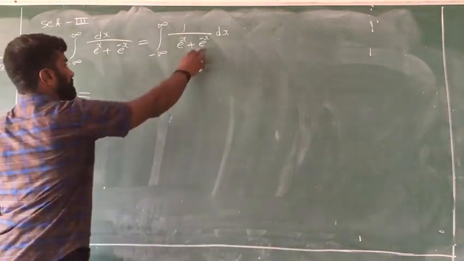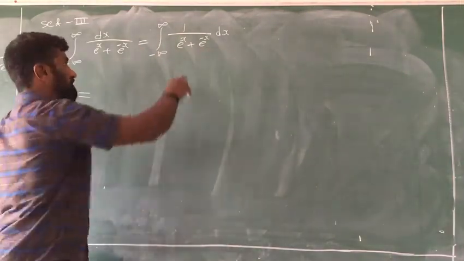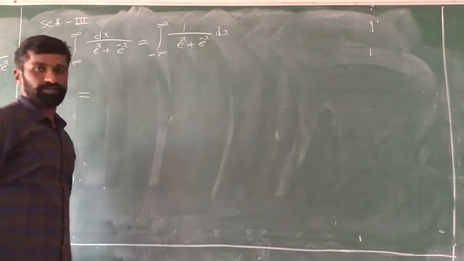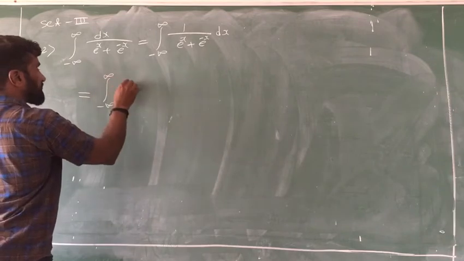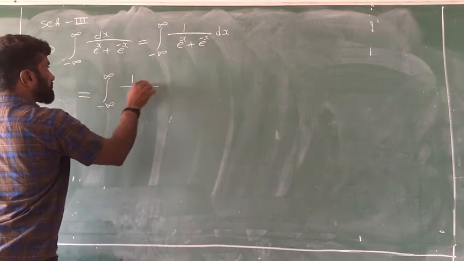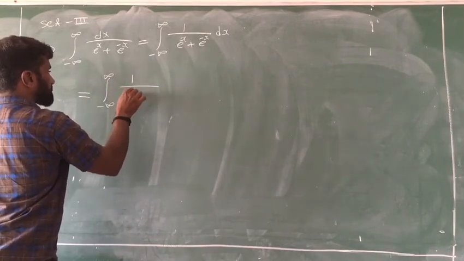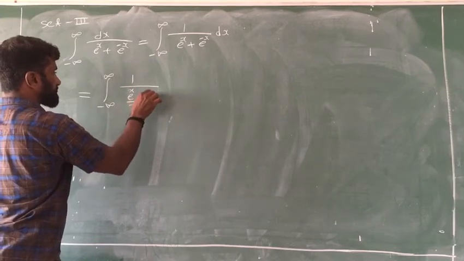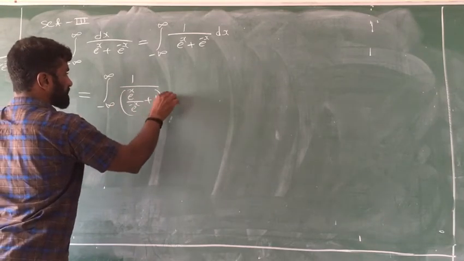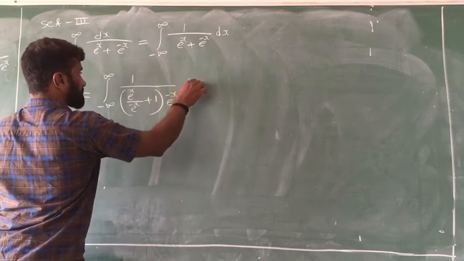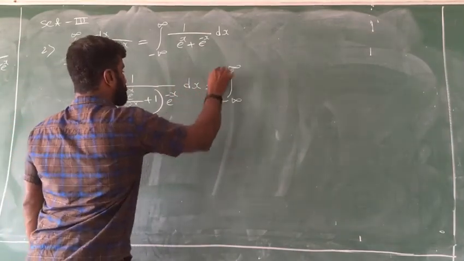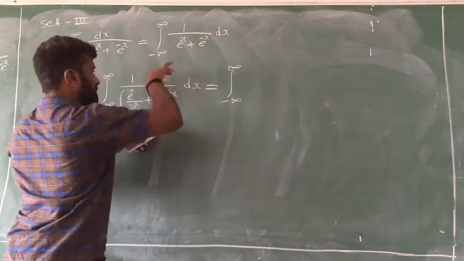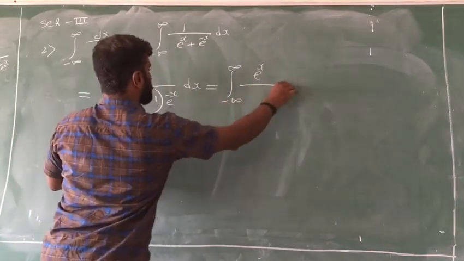So for that, take e raised to minus x common, or e raised to plus x common, whichever you like. So from minus infinity to plus infinity, I can take e raised to minus x common: e raised to minus of x into (e raised to minus of x plus 1) dx. So that is equal to the integral from minus infinity to plus infinity. Now going up, it becomes e raised to plus x.